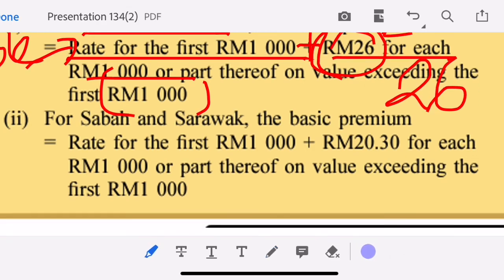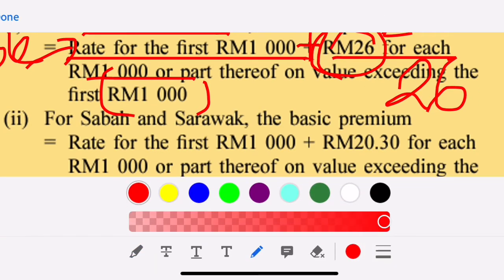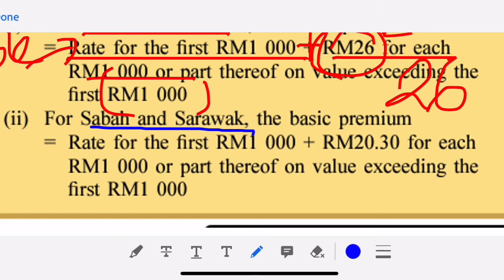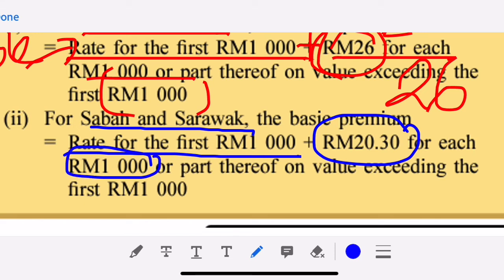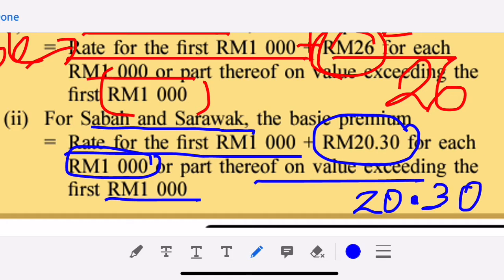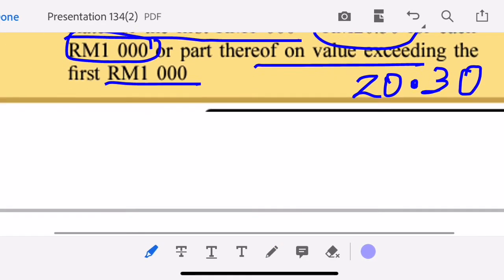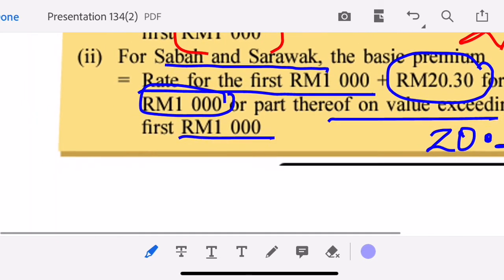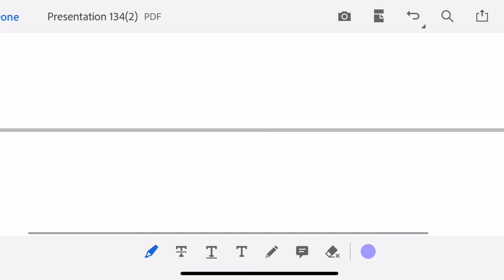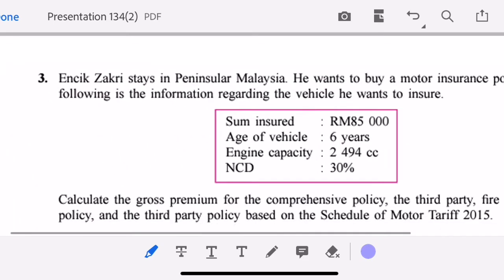For Sabah and Sarawak, you notice that the charges are different. The rate is still the same, refer to the table for the first 1,000, and then for the balance it is just 20 ringgit 30 cent per 1,000 exceeding 1,000. So it's actually considered cheaper. Maybe this is due to fewer vehicles in Sabah and Sarawak. Okay, so we just base on the table to do the calculation, right?